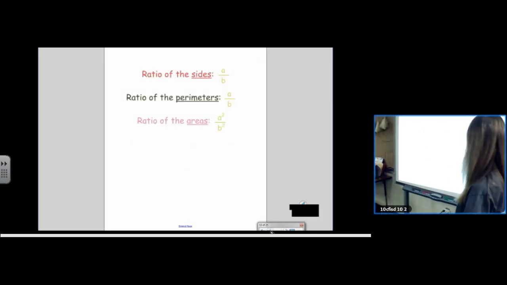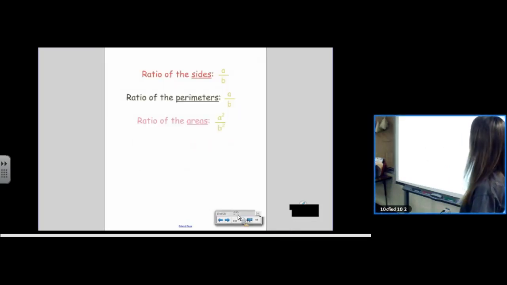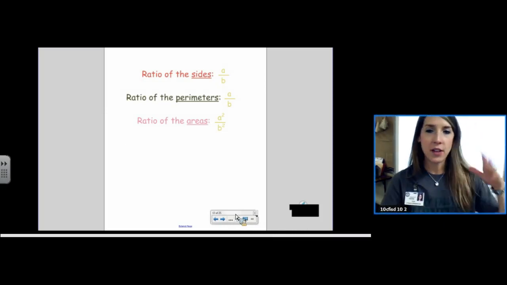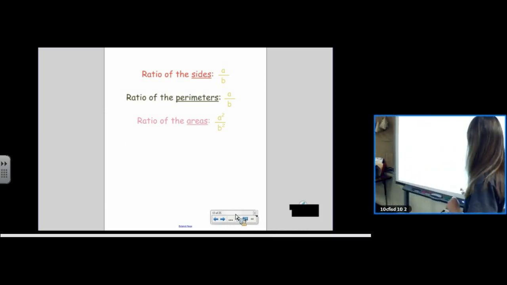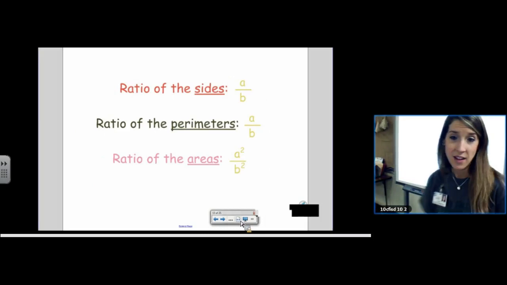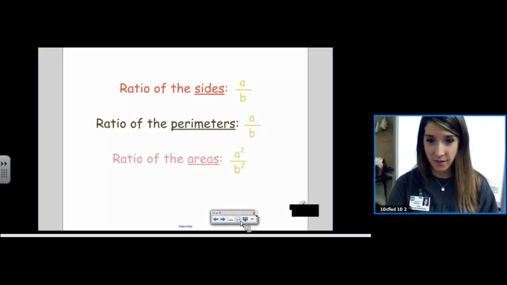So we're going to do that other one in a moment. Don't put your note cards away. So we just discovered the ratio of the sides. If the ratio of the sides is A to B, then the ratio of the perimeters is A to B, and the ratio of the areas is A squared to B squared. Go ahead and put that in your notes.